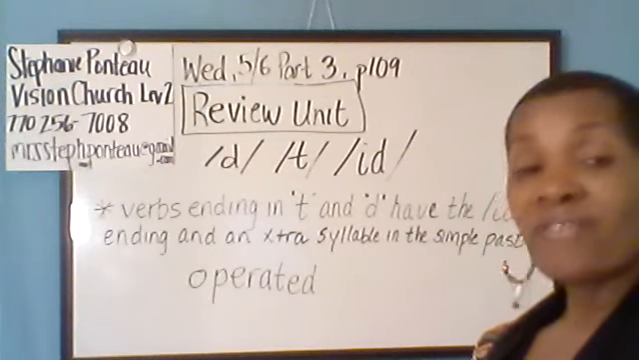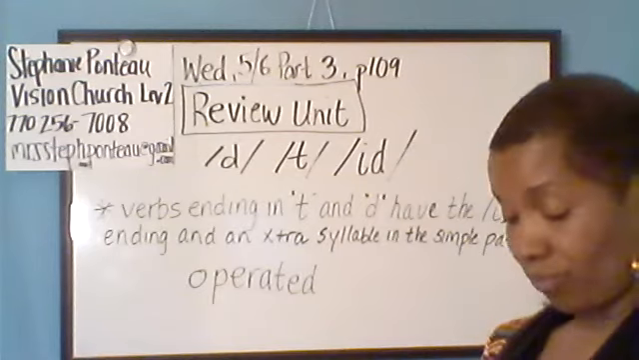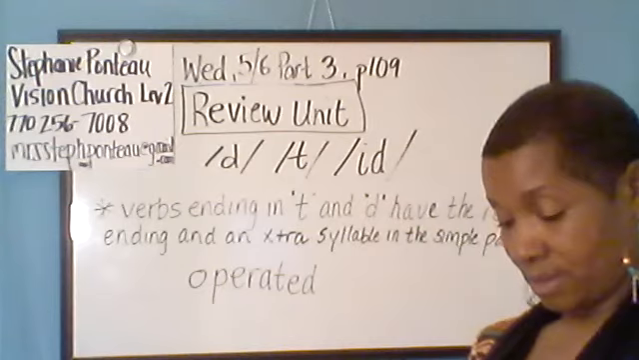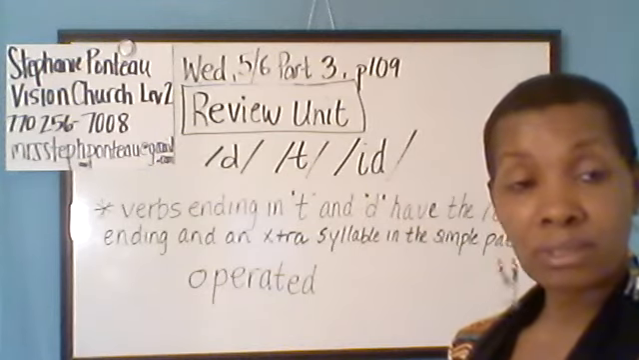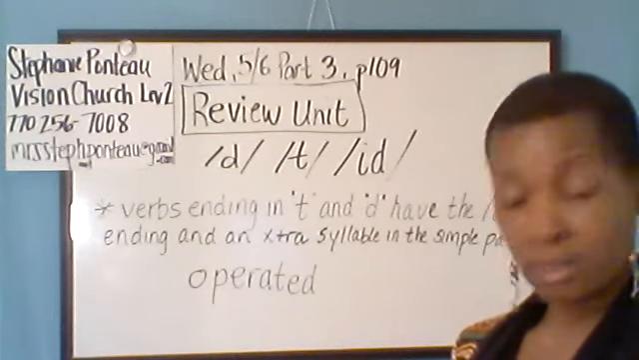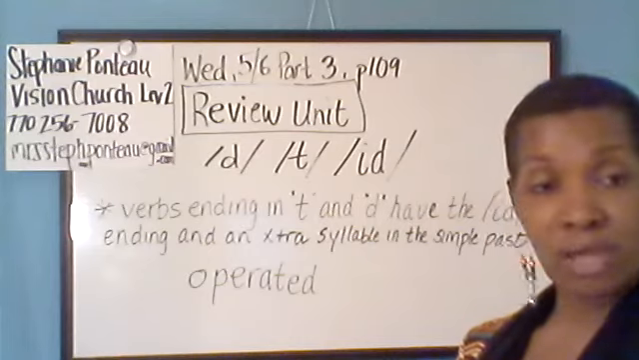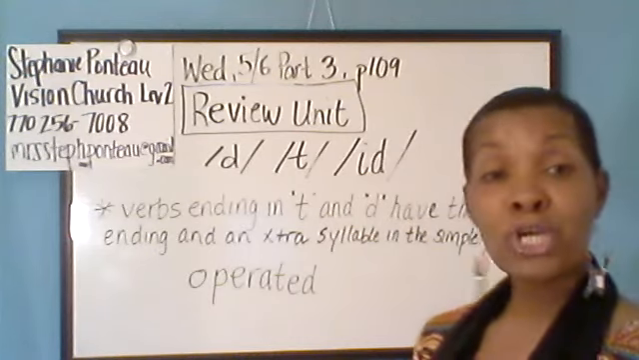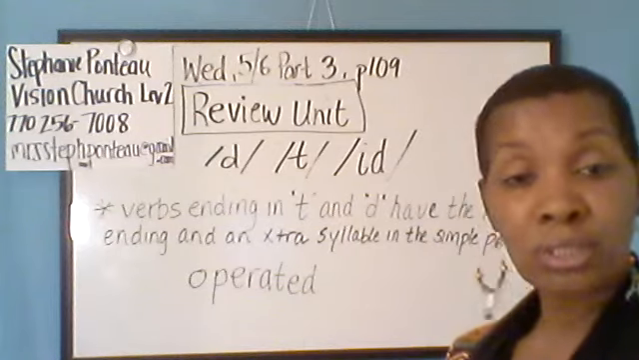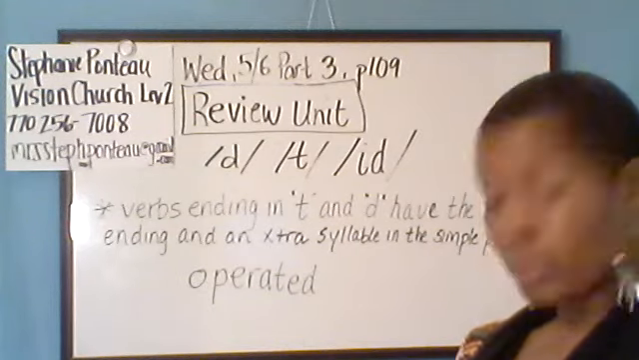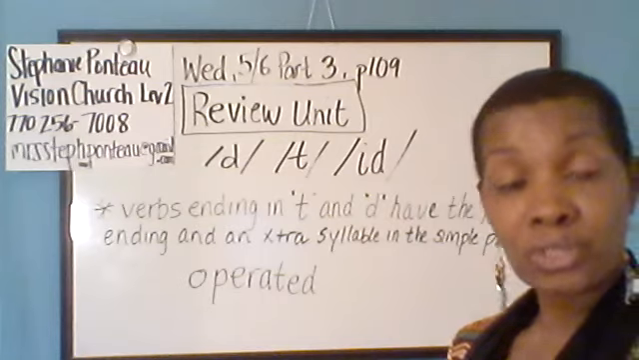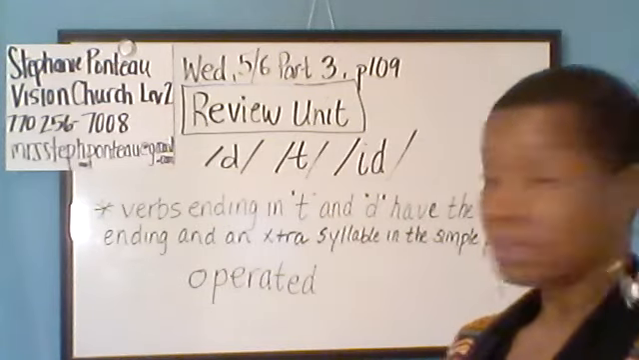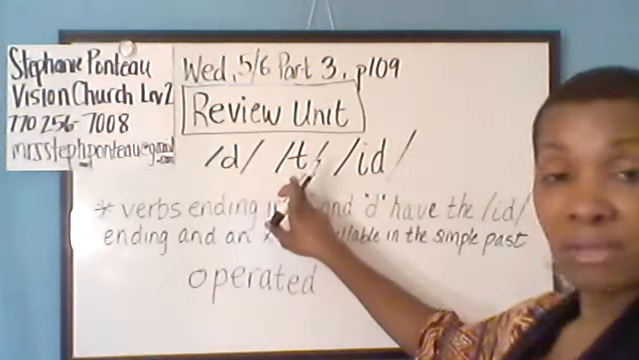Number three, finished. So that's the T sound. Handled. That's the D, the first column. Okay, and number five, pushed. Pushed. The T sound.